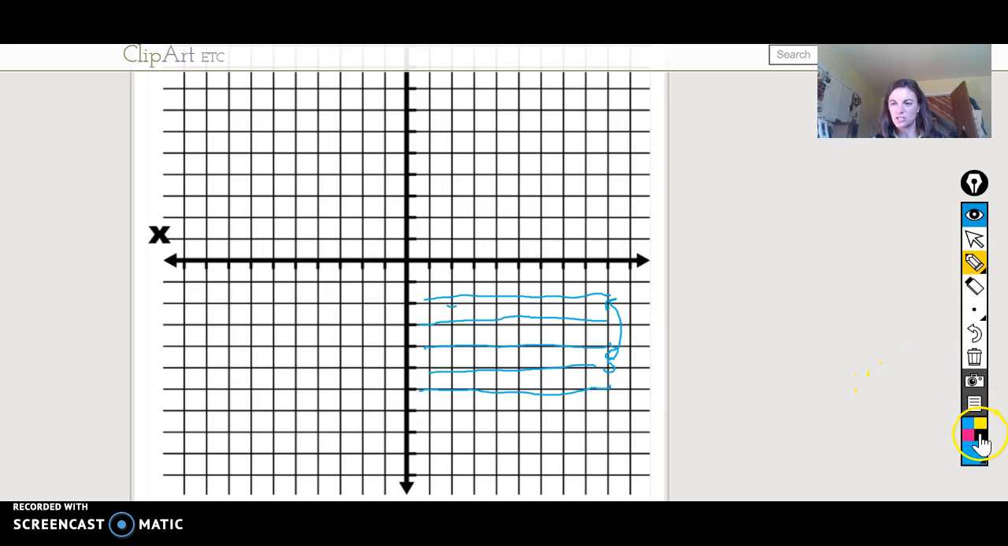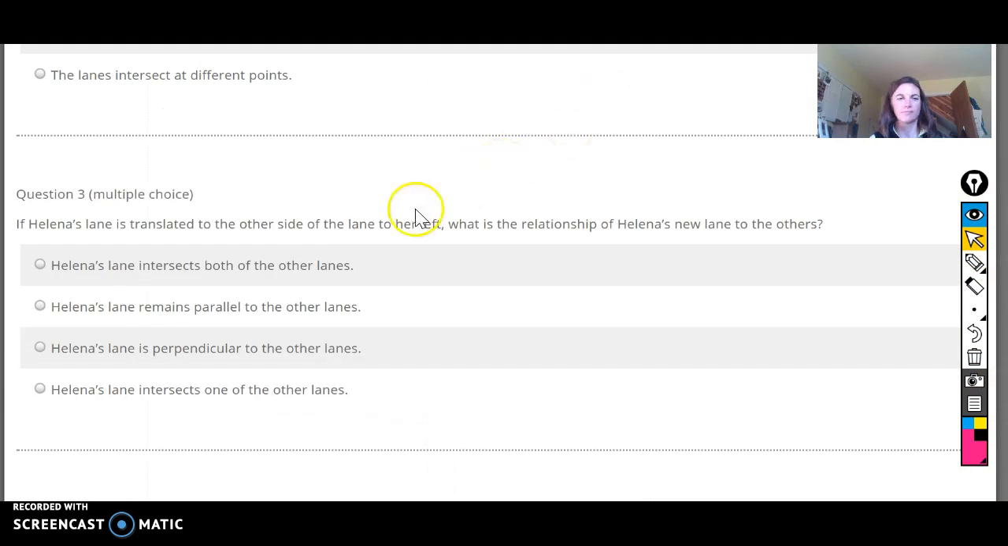So now she's right here. So basically she has moved from here to here, okay? So she's translated everything up or to her left. But as you can see, she's still parallel. Nothing has changed in regards to the orientation of that lane. Okay, so Helena's lane remains parallel to the other lanes.